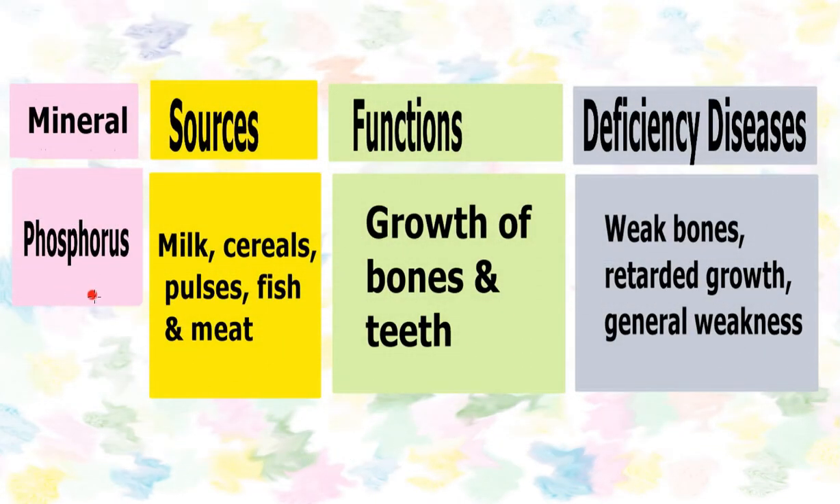Next mineral is phosphorus. We can obtain phosphorus from milk and cereals like wheat, rice, millets, similarly from pulses and from fish and meat also. Phosphorus is required for the growth of bones and teeth. So like calcium, phosphorus is also required for healthy bones and teeth. Its deficiency will make our bones weak. Similarly, its deficiency can slow down growth or cause retarded growth, and it can cause joint weakness also.